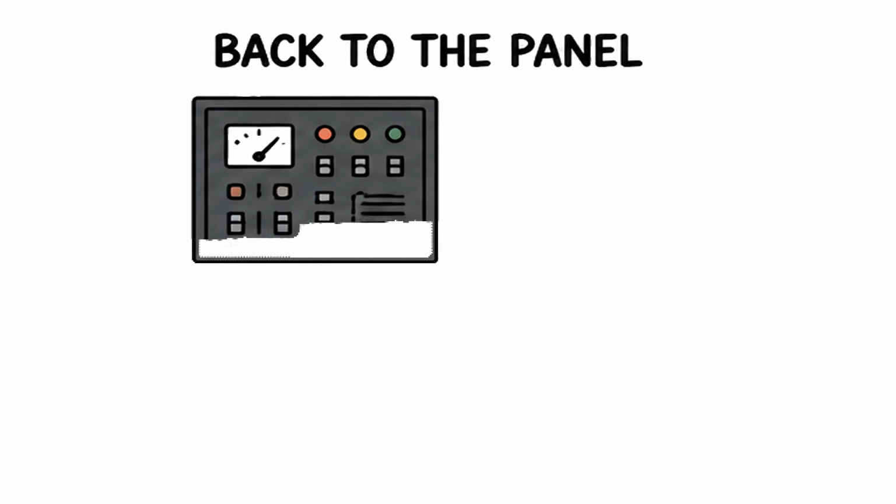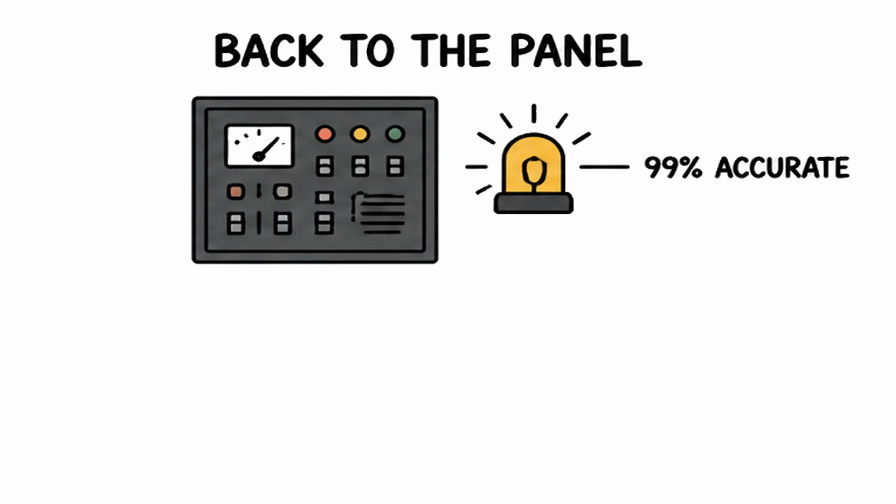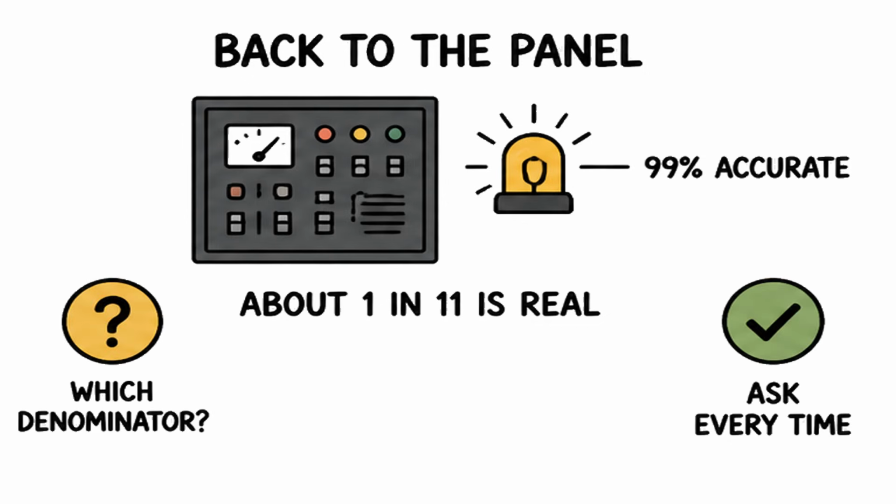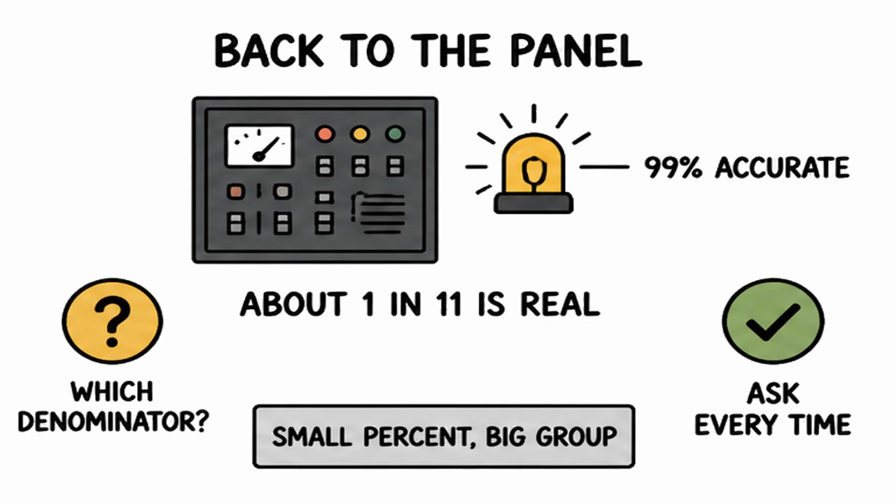So back to the original panel. One warning light, 99% accurate. In this model, about one alarm in 11 is real. Always ask which denominator, and a small percent stops fooling you.